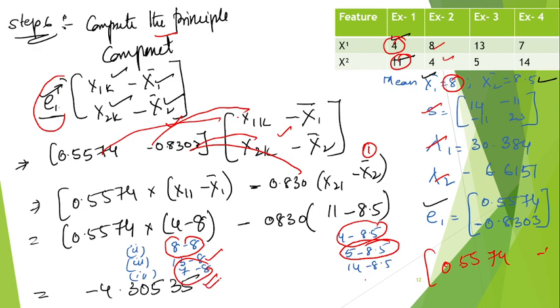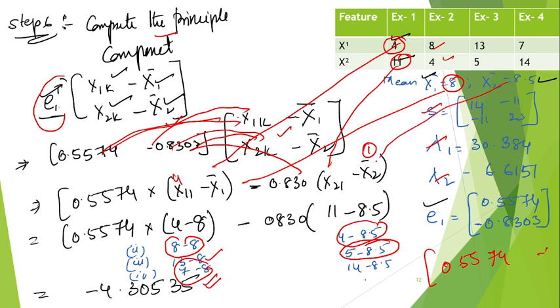The first value I have calculated: 0.11 into this one and this one into this one. 0.11 is 4, this becomes 4. This is x11 and this becomes x bar. This is 8 and this becomes 11 and this becomes 8.5. So based on this value, if I calculate it, I'll get 4.2. Sorry. Now let's move on to the other one.